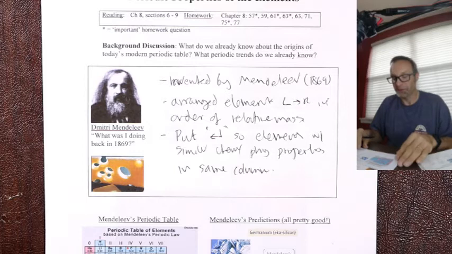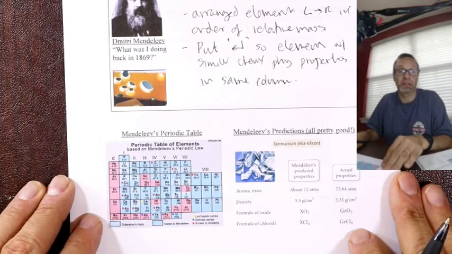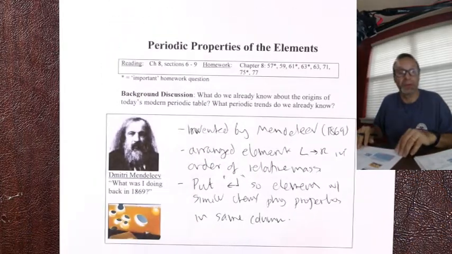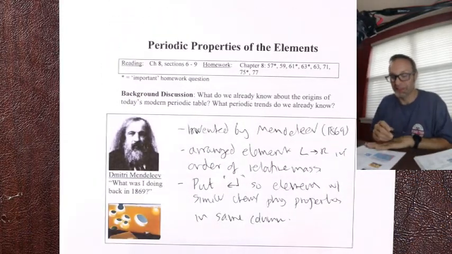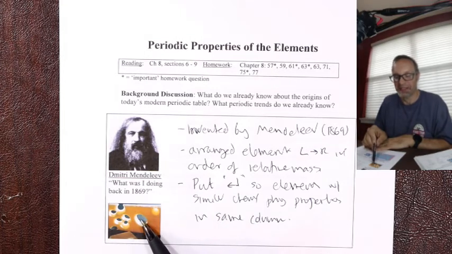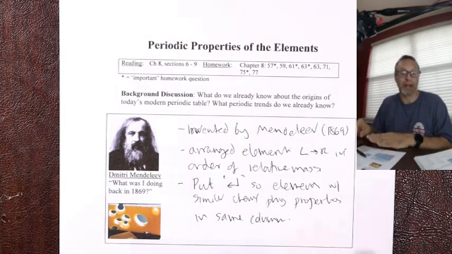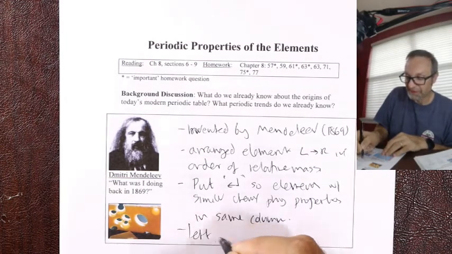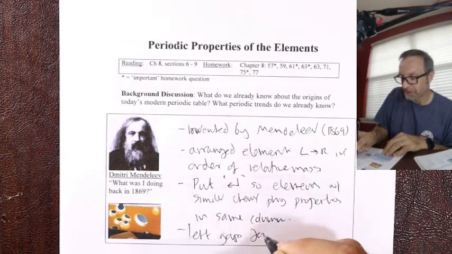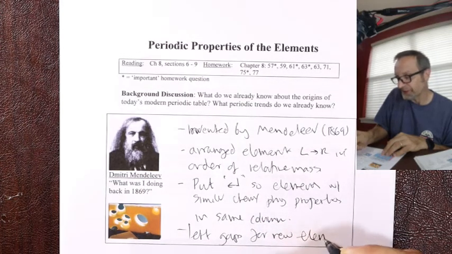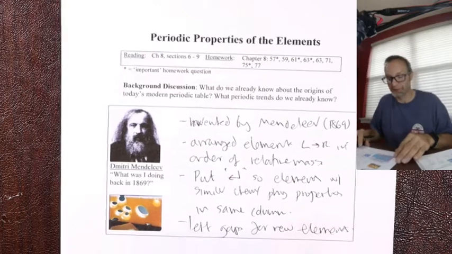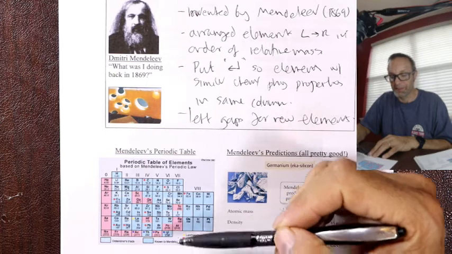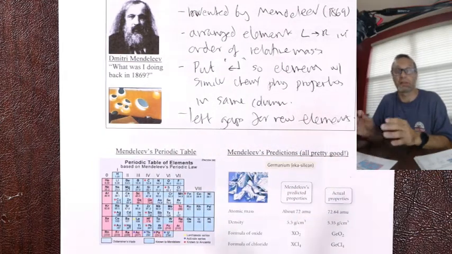Now, Mendeleev's periodic table doesn't look quite like today's, because guess what? Back in the day, they hadn't discovered all the elements. And this is Mendeleev's genius. It's kind of the Swiss cheese approach. So he left gaps for elements that had not yet been discovered, for new elements. And that, in a way, was his genius, because he understood group chemistry. Things in the same column have the same chemistry. Then he understood left to right, so he could predict the weight of something.